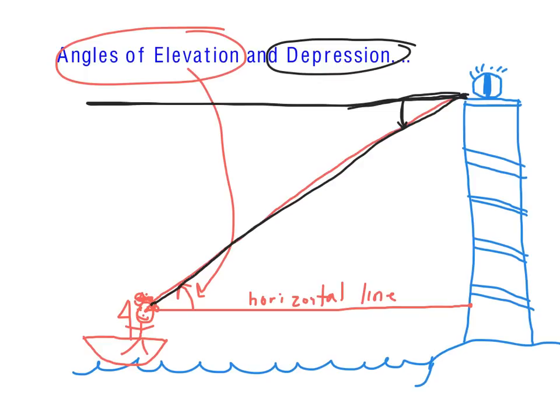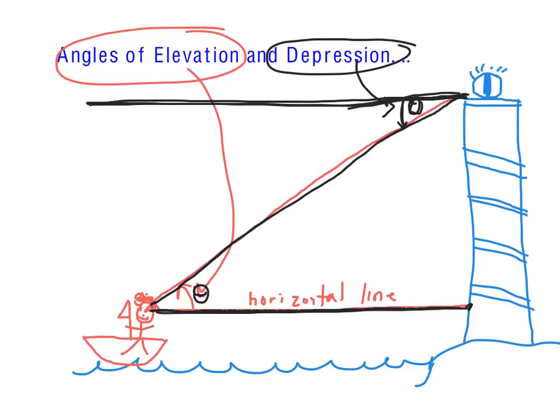So imagine the depression, you're looking down, elevation, you're looking up. So you get these two angles here: looking up, angle of elevation, looking down, angle of depression. When we're doing word problems, you want to be really careful about whether you're looking up or looking down, and always draw a horizontal line before you start anything else. Drawing your horizontal line.